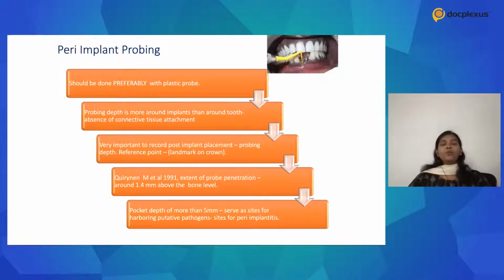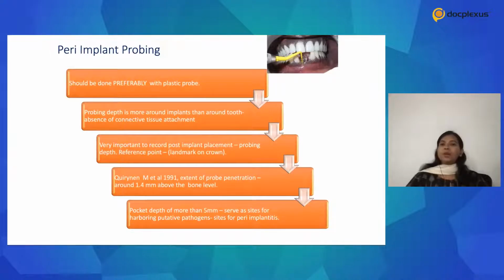As I told you, peri-implant probing should be done with the help of a plastic probe. This is how a plastic probe looks. This plastic probe is used to probe around the peri-implant region. Probing depth is more around implants than around teeth, because of the absence of connective tissue attachment. So this is a very important landmark to be recorded.